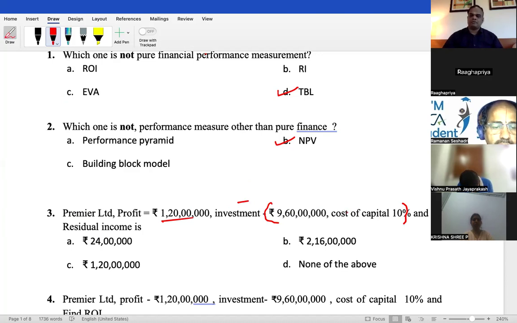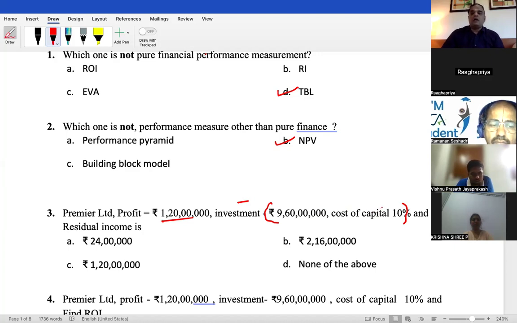Or an easy way to understand. 9,60,000 is my investment, and the cost of capital of the company is 10%. If I'm going to get the loan, I have to pay 10% interest. 9,60,000 I'm investing. For that, how much interest I have to pay? 9,60,000 into 10%. My profit is 1,20,000. Over and above that, how much I'm getting? So that is called residual income.